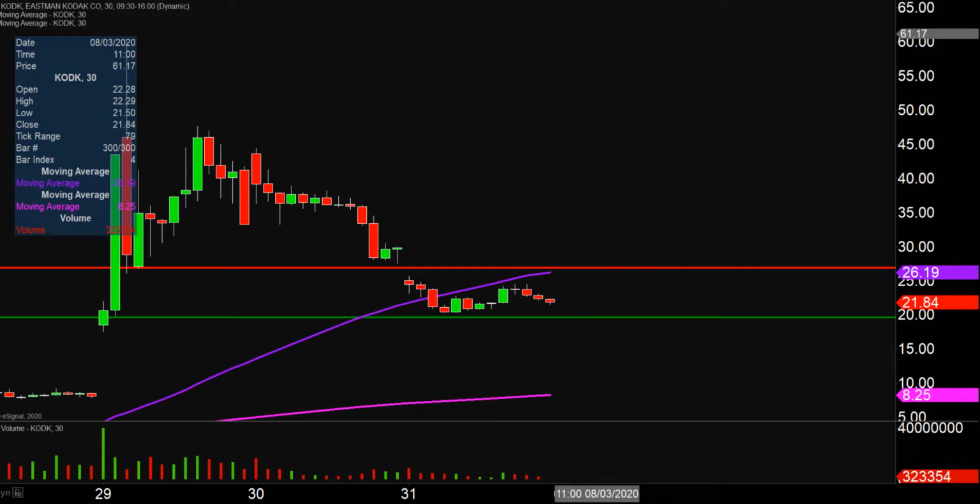So those are going to be the two main technical levels going into next week. Again, $27 key level of resistance, and then $19.50 key level of support. So we'll see how it all plays out next week.